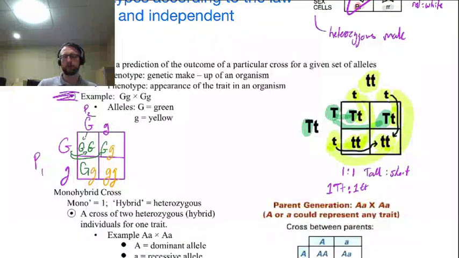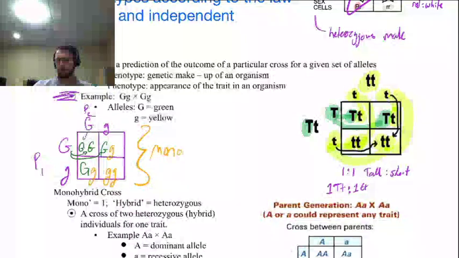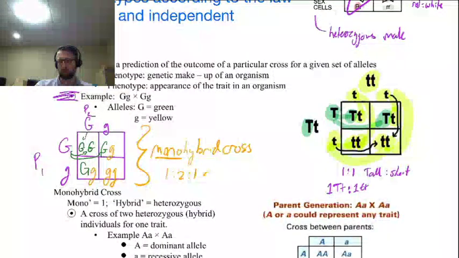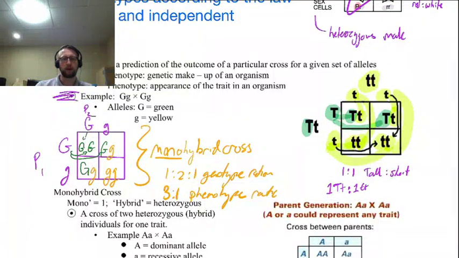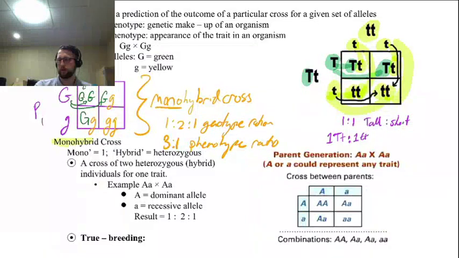Notice that this is what we call a monohybrid cross. And the monohybrid cross, or one trait cross, always has the same ratio. It has a 1 to 2 to 1 genotype ratio, and a 3 to 1 phenotype ratio, at least in the case of a Mendelian system. So you can see the monohybrid cross explained there just below: a cross of two heterozygous individuals for one trait, and the result is always 1 to 2 to 1. In this case, we would say one homozygous dominant, two heterozygotes, to one homozygous recessive.